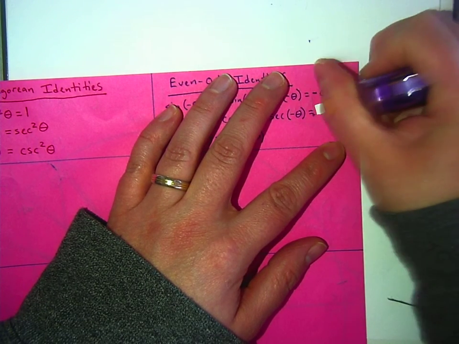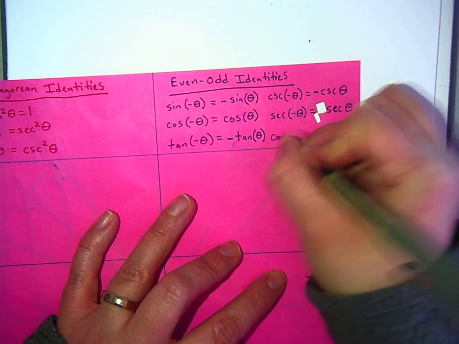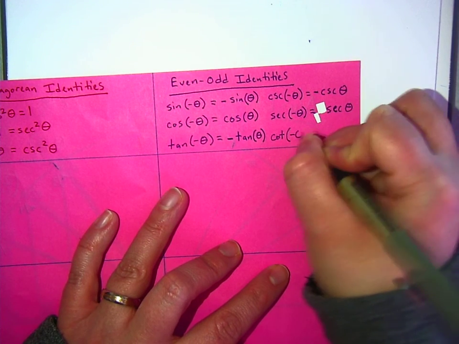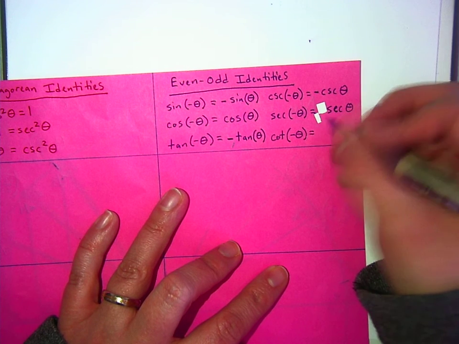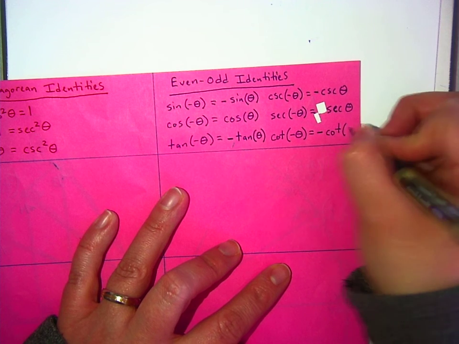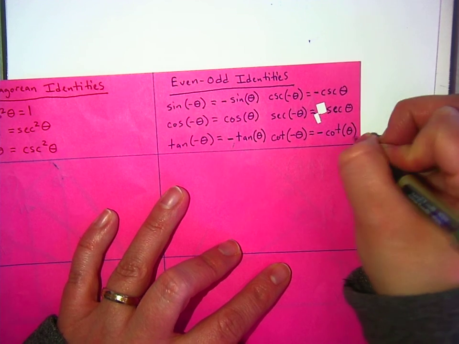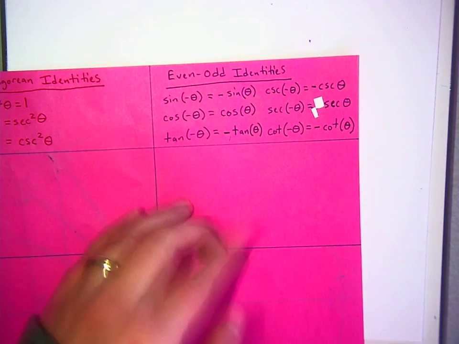So the last one is cotangent of negative theta. Did anybody have the guts to already write this one out? Yeah, no. Good job. Negative cotangent, you're like, she might write something different. I'm not chancing it. And I will show you how we use these.